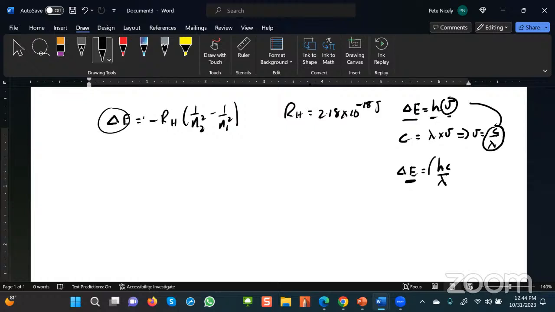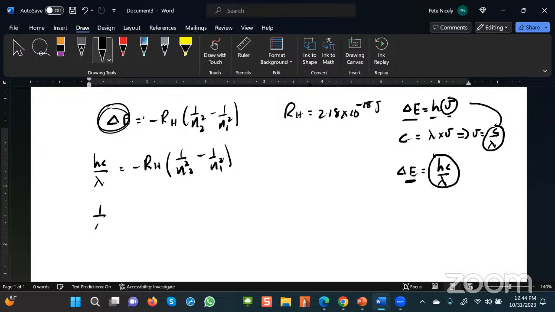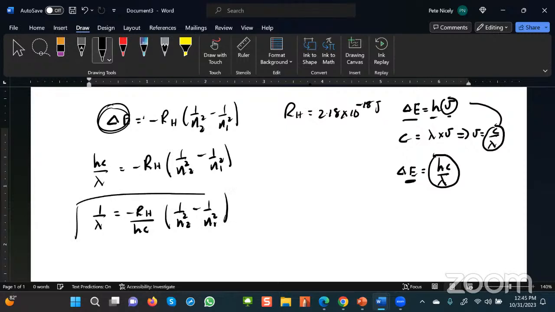So what I'm going to do now is put this here where delta E is, and the result would be hc over lambda is equal to minus RH times 1 over n2 squared minus 1 over n1 squared. Then we can rearrange this to get this expression: 1 over lambda is equal to minus RH divided by hc times 1 over n2 squared minus 1 over n1 squared. So we have this expression here.